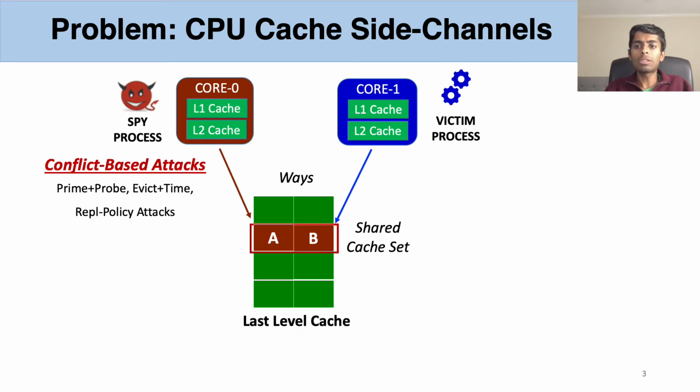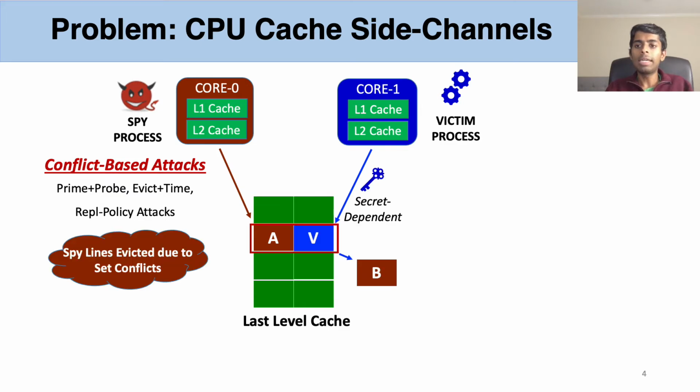There are three main classes of cache side channels. First and most potent class of side channels is conflict-based attacks, like prime and probe, which exploit sharing of cache sets between the victim and the spy. In these attacks, the spy observes victim data accesses based on which of its lines gets a conflict on a shared set with the victim and gets evicted from the cache when the victim line is installed.